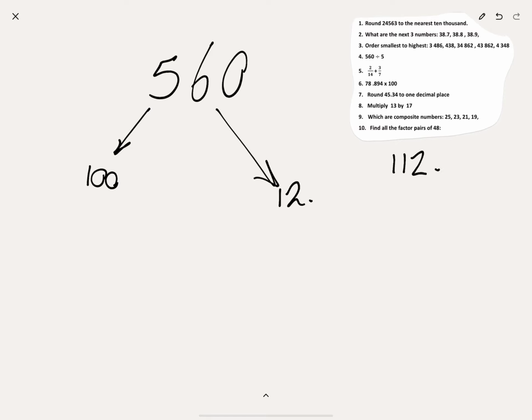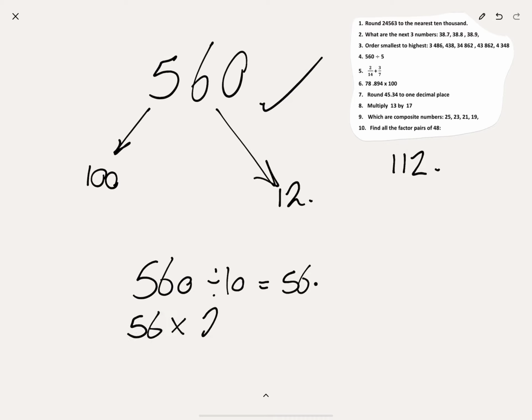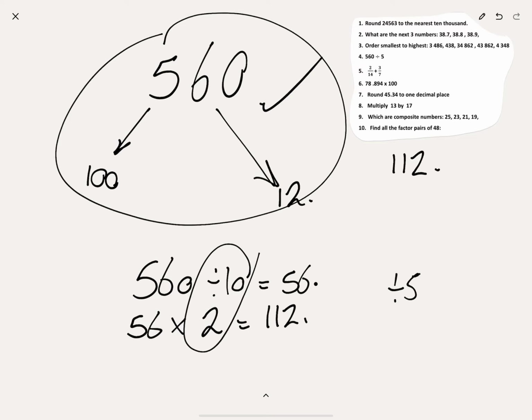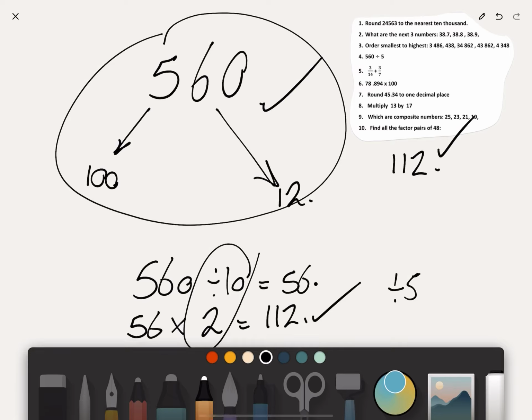The initial thing I spotted, and I think this way is actually easier, is that dividing by 5 is the same as half of dividing by 10. So if you were to do 560 divided by 10, you'd get 56. If you take your 56 and multiply it by 2, you get 112. And doing that is the same as dividing by 5. So that's how I'd have done it, but I actually think spending 5 seconds looking at the question, that was probably an easier way. But the answer is 112. And again, you could have used the bus stop method for that.